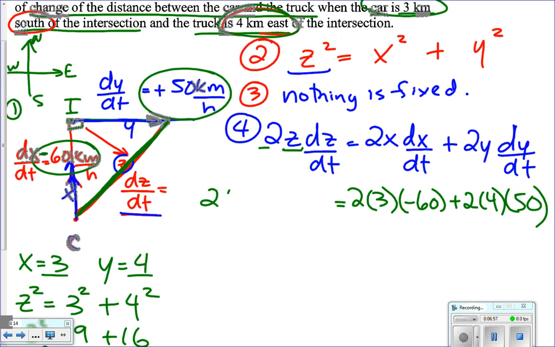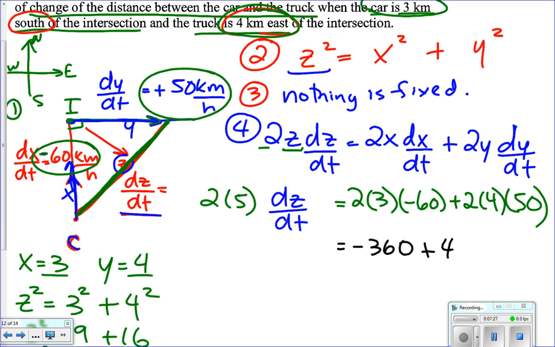So 2 times 5, and dz dt, that's exactly what we're trying to find. So we're just going to leave it as is. So remember, we need to isolate dz dt, the rate at which the distance between them is increasing. So let's clean up the right-hand side here. We have 2 times 3 times the negative 60, which is going to give you a negative 360. And then plus 2 times 4 times the 50, which is going to give you 400. Okay, on the left-hand side here, I'm going to have 10 times dz dt.